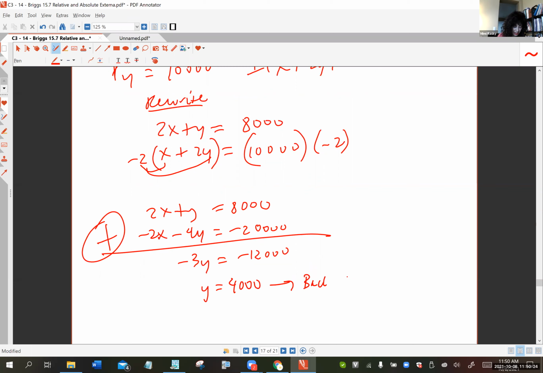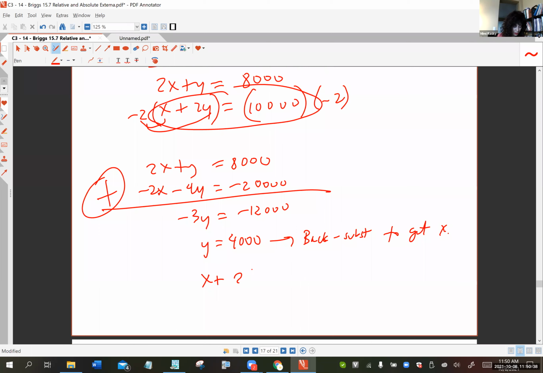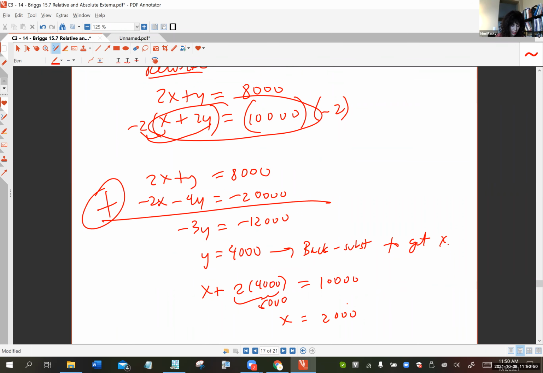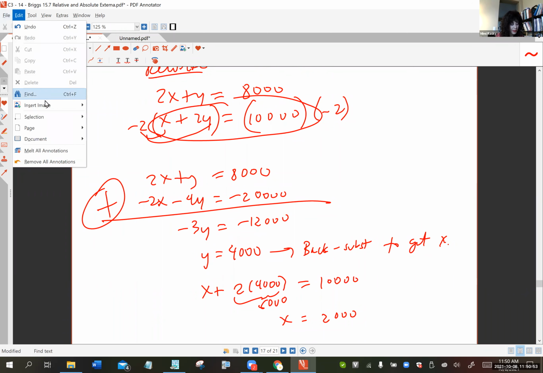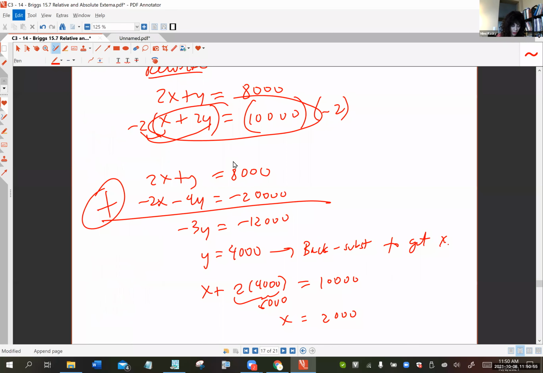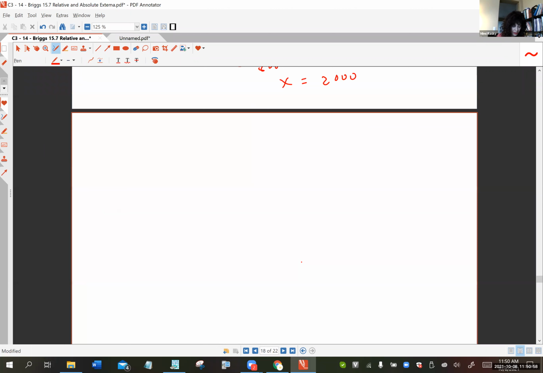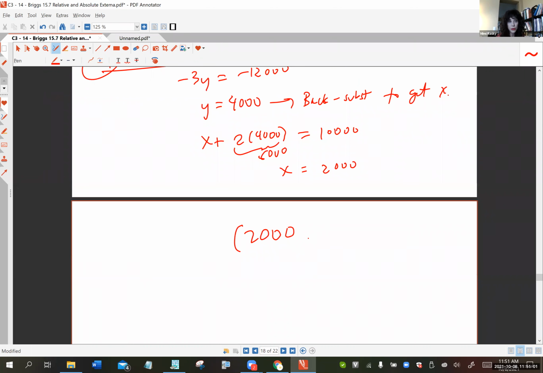Back substitute this into either one of the two original equations to get x. Doesn't matter which one. Like how about if I substitute it into this one right here, x plus 2y is equal to 10,000. So x plus 2 times y is equal to 10,000. This right here is 8,000. And so if I subtract 8,000 from both sides, I get 2,000 for x. Now, what does that mean? So this business, it's looking like their critical point is when they're selling 2,000 units of product A and 4,000 units of product B.